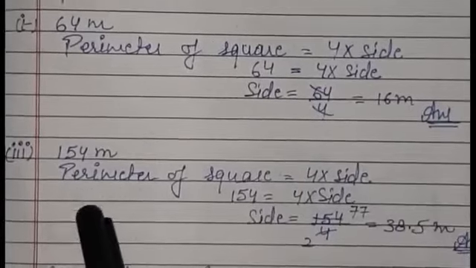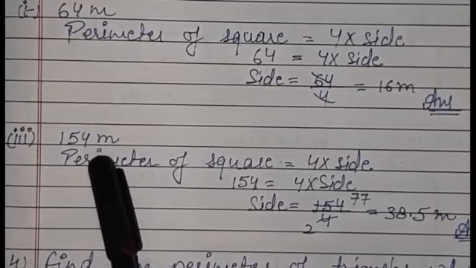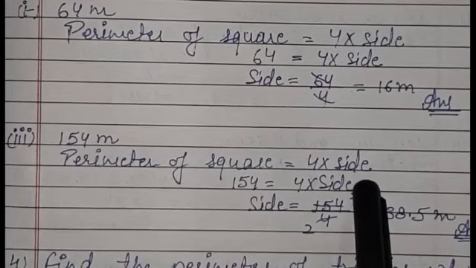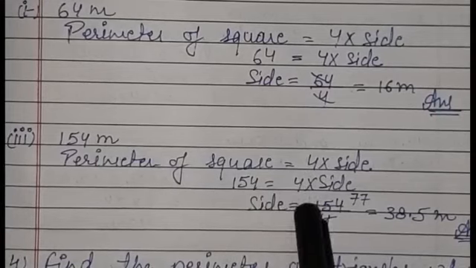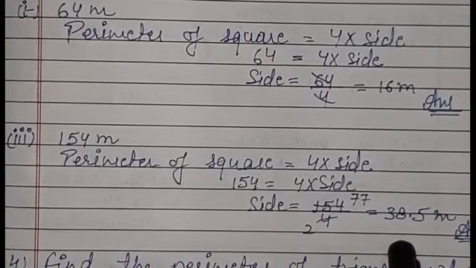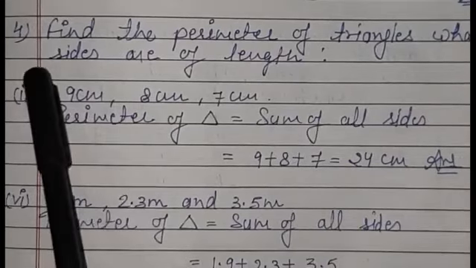Right? Similarly, the third part. The third part is perimeter is 154 meter. Then what about its side? Side is equal to perimeter upon 4, 154 by 4. When we solve, it will come 38.5 meters. Now come to sum number 4.